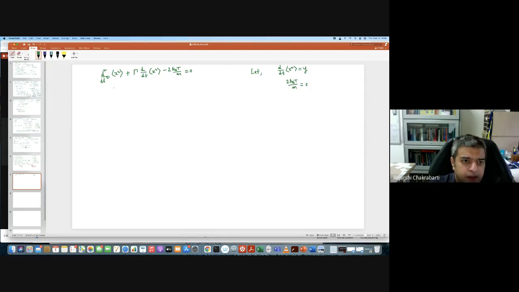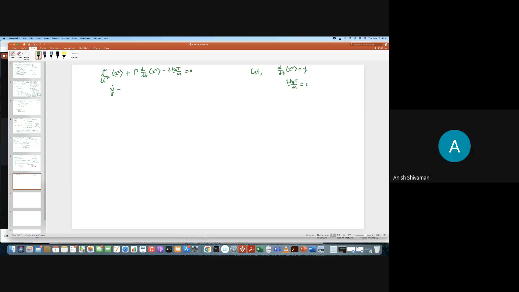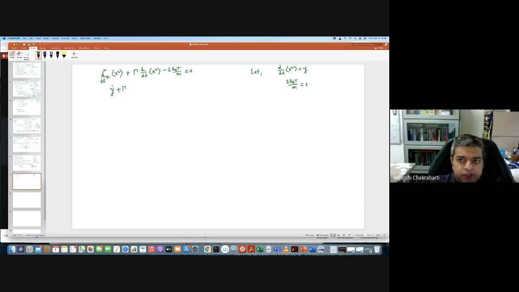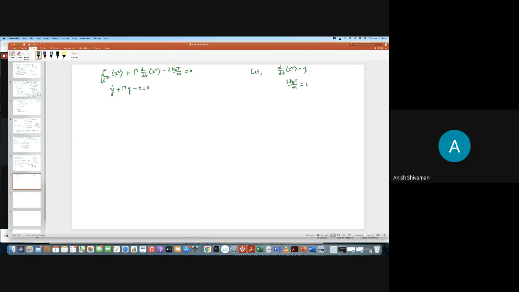This equation has become now the second derivative d/dt of x square, which basically means what? This is y dot, isn't it? Can I write y dot plus gamma y? This is the equation. This equation now looks much better, isn't it? Okay.